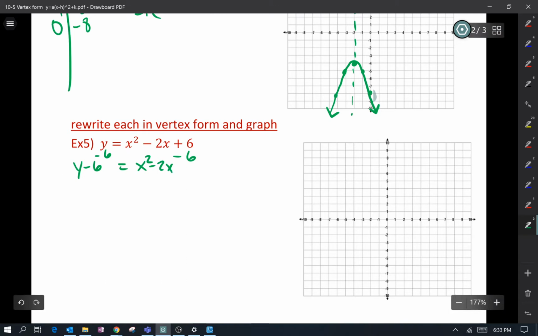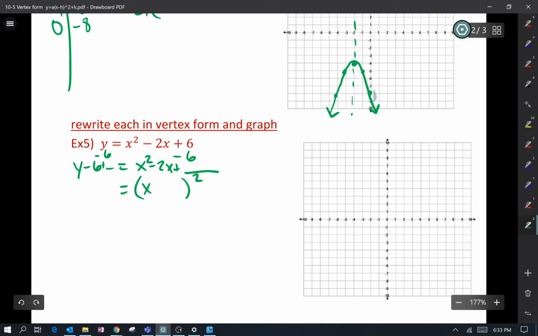Okay, so here's what we're going to do. What do I need to add to negative 2x so that this could be a square? That should look familiar to you, right? Because that's just completing the square. So what do I need to add to both sides so that I can make a square? All right, so here we go.